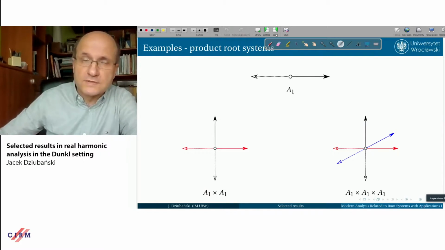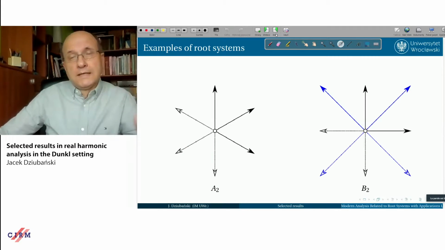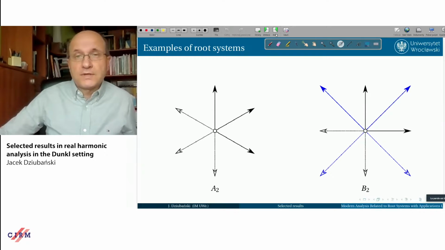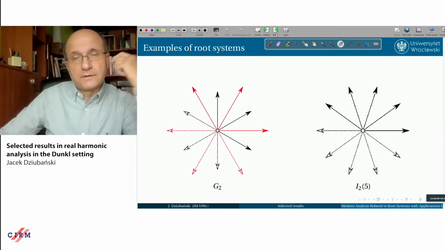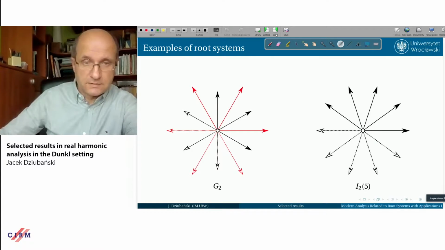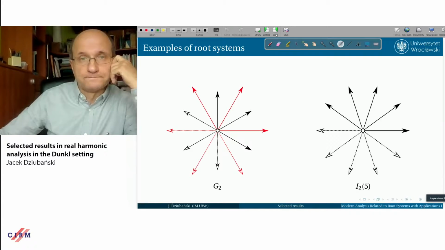Now these are examples of root systems. These are product root systems. And I must say that analysis for product root systems is much easier than for other systems of roots. Colors indicate values of the multiplicity function. Same color, same value. And these are examples of non-product root systems. All of them are connected with symmetries of regular polygons in the plane. These are root systems in R2.